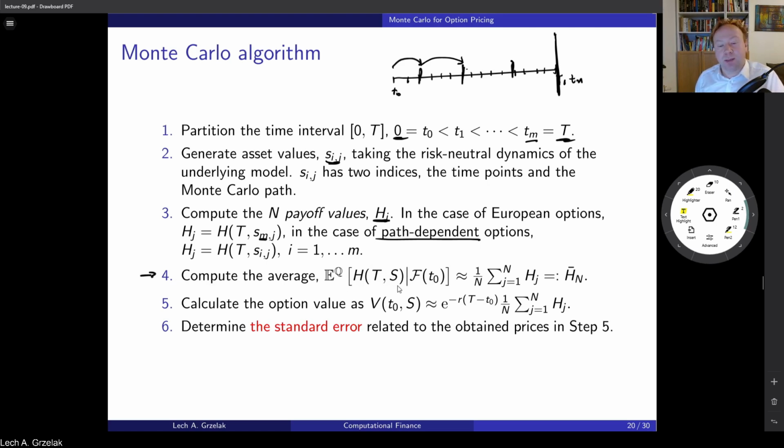So then we approximate this expectation as the average from j equal to 1 until n. So for every payoff which we evaluated for a path, we take the average of that. And this is h_n bar. And once we have that, we can calculate the option price. So we see that first we had an expectation, and now we have a discounting part which comes outside.